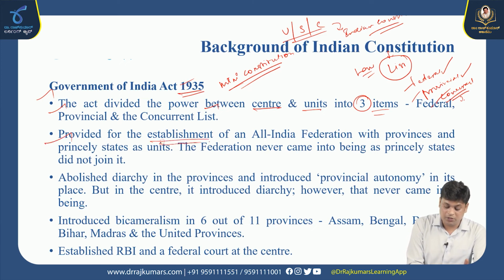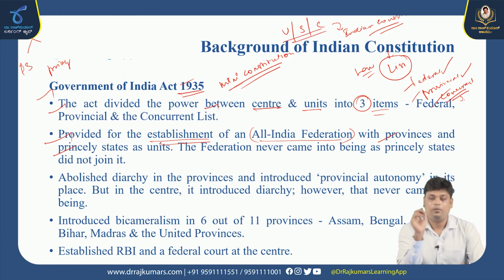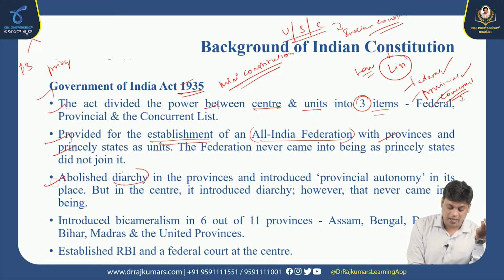Provided for the establishment of All India Federation with the provincial and princely states. Now they are coming up with a concept called All India Federation under the 2 categories. One is provincial states and another one is princely states. Provincial state means the state comes under the control of British administration. Princely state means the state which is ruled by the princes, the king's rule, okay, monarchical rule. Abolishment of diarchy in the provinces and introduced provincial autonomy. Earlier act, under the provinces, we have 2 subjects, right?